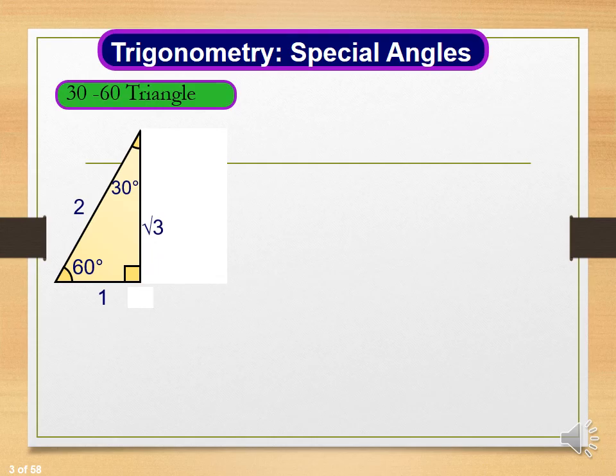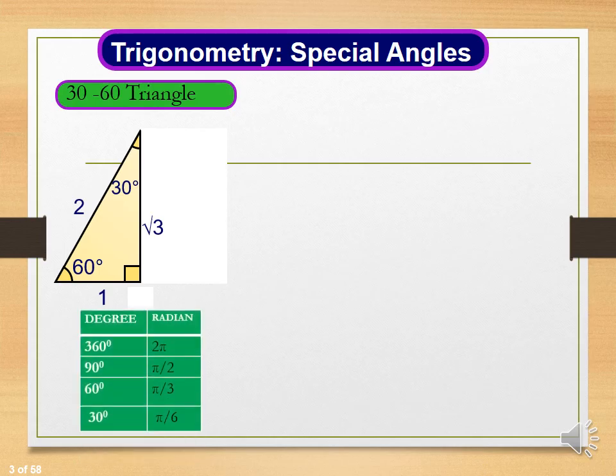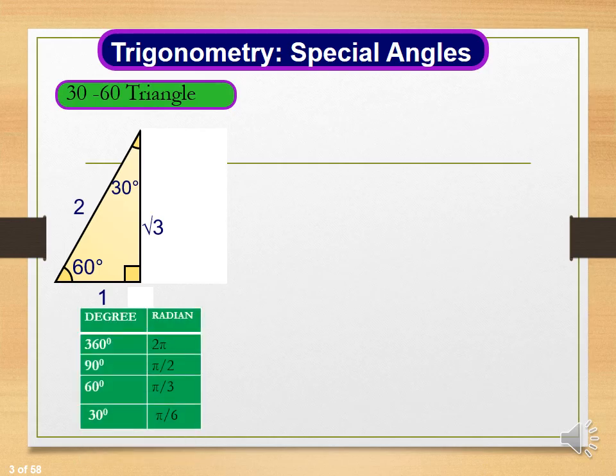We should also not forget that a 30-60 triangle can be expressed in terms of radians. Using a conversion factor of 360 degrees being equal to 2 pi, 60 degrees would therefore be pi over 3, and 30 degrees will be pi over 6.